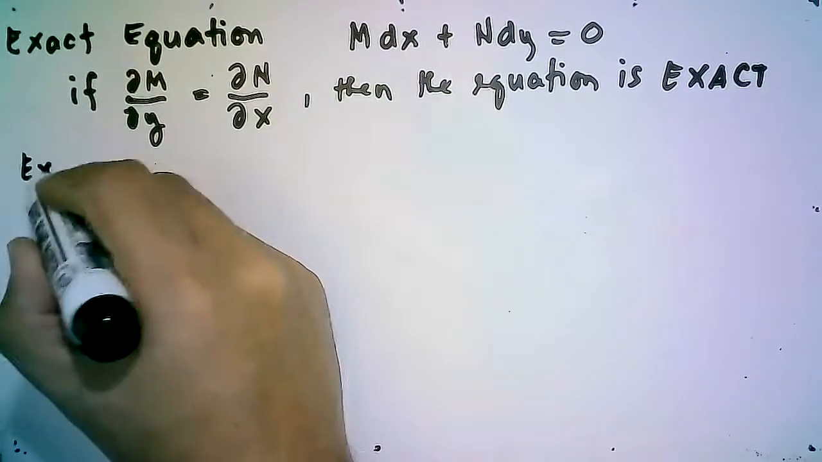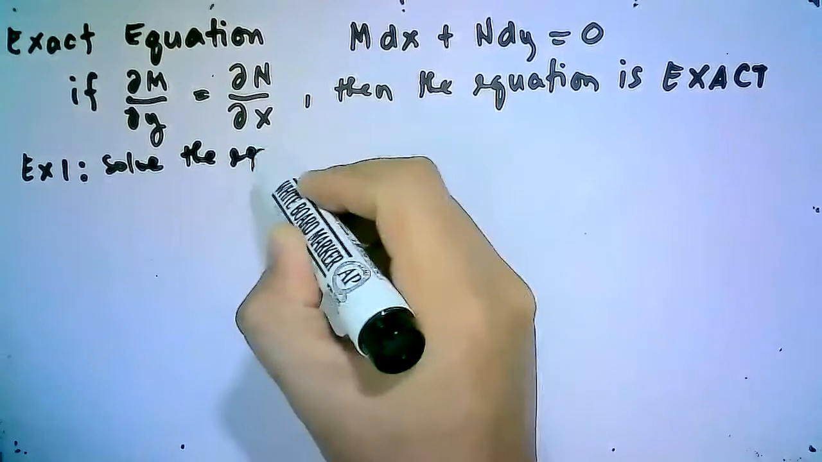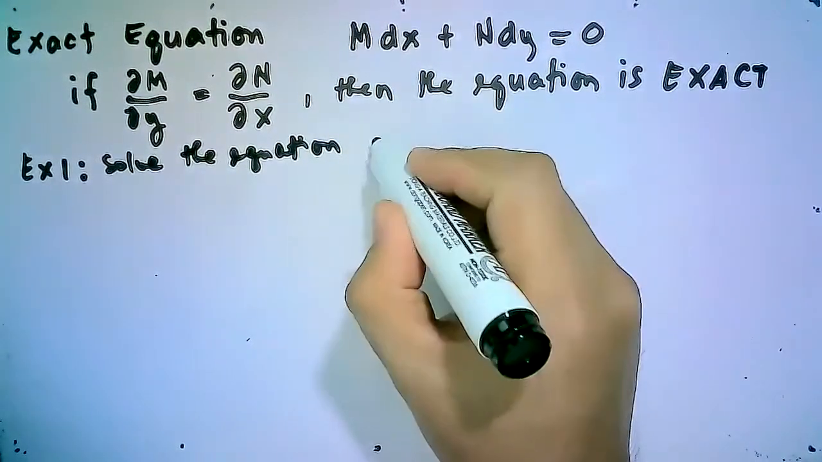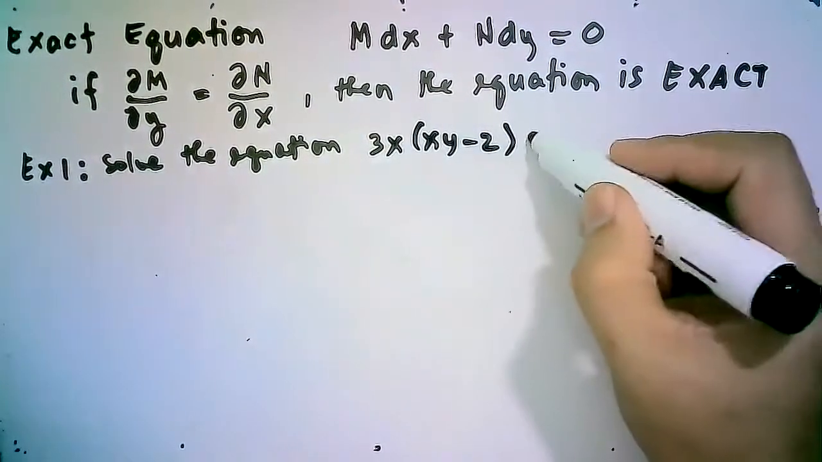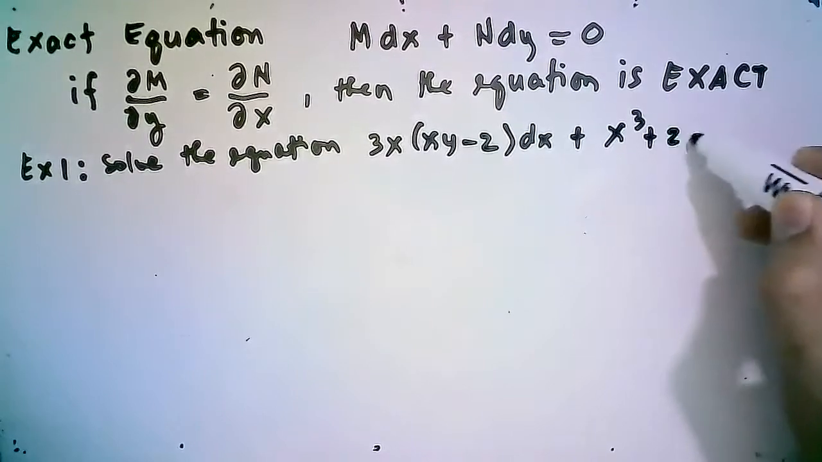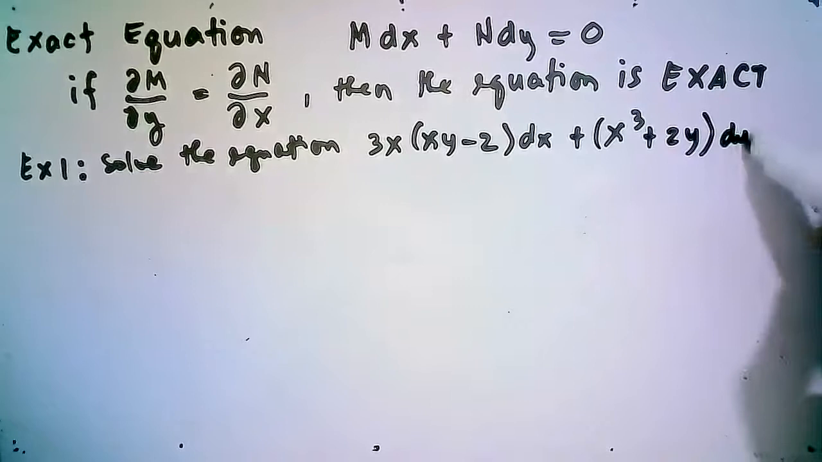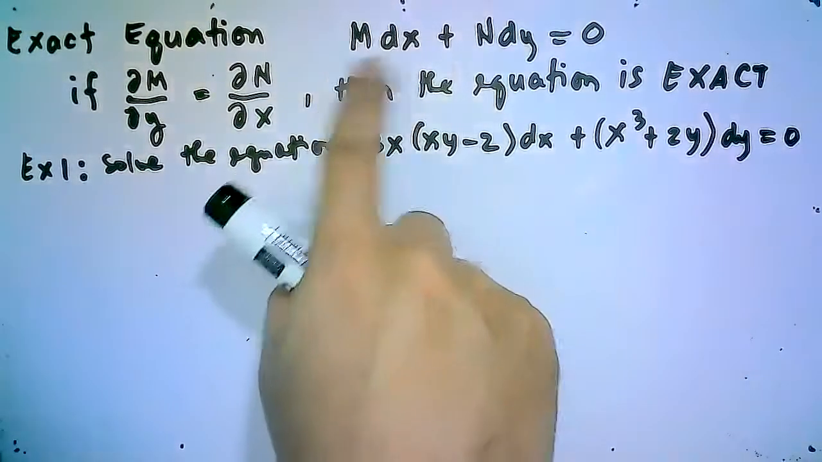Example 1. Solve the equation (3x squared y minus 6x) dx plus (x cubed plus 2y) dy equals 0. We are going to identify our M and N for this problem. We do not know if this equation is exact, so to determine if it is, we will check our M and N using this format.